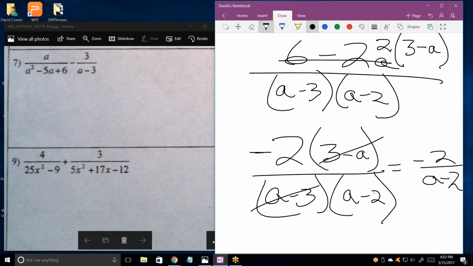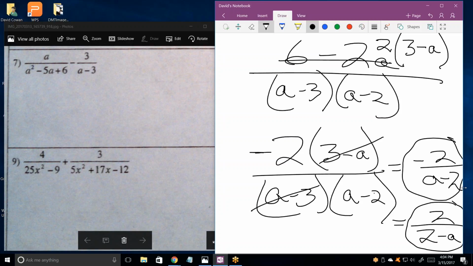Now, I'm not sure the teacher would require it, but if I wanted, I could make that read 2 over 2 minus a. You see why? As long as you leave the negative behind. I change the denominator to 2 minus a, which means I need another negative sign, and the second negative sign turns that positive. So that's the cleanest answer you have. By clean, I mean it doesn't have very many negative signs. This answer has 2 negative signs, this one has 1.